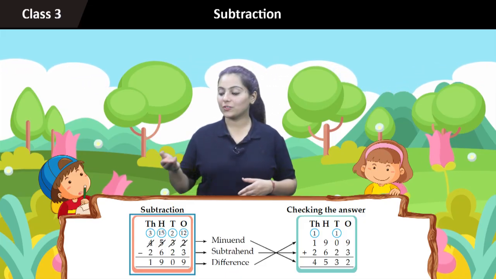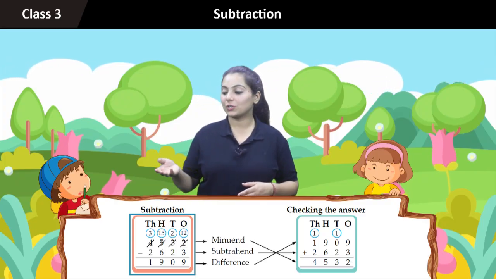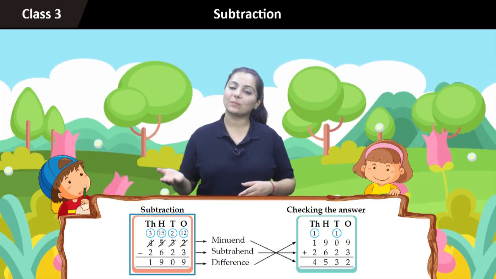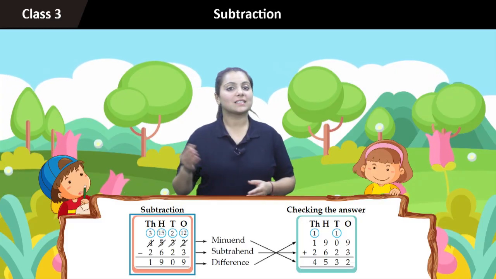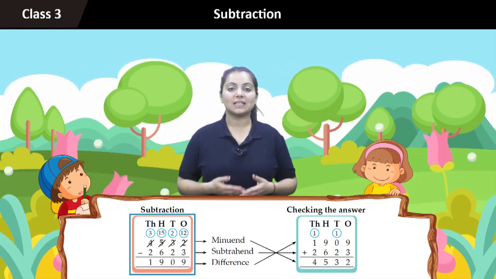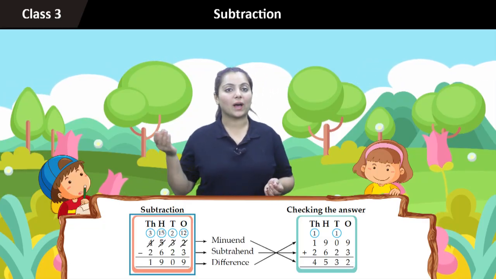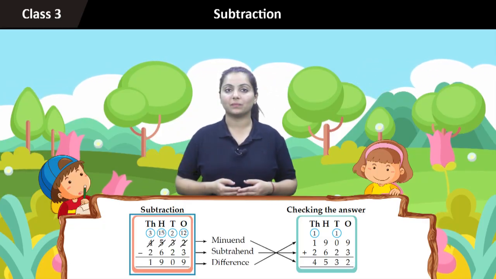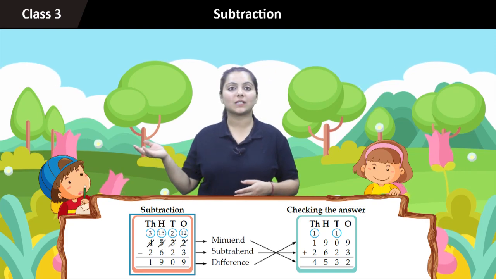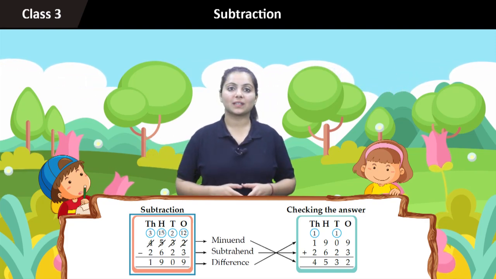Now, after borrowing, 3 has become 2. So 2 minus 2 is 0. So write 0 at tens column. Now, as you can see, 6 cannot be subtracted from 5. So we will borrow 1000 from thousands column. 5 will become 15. 15 minus 6 is 9.